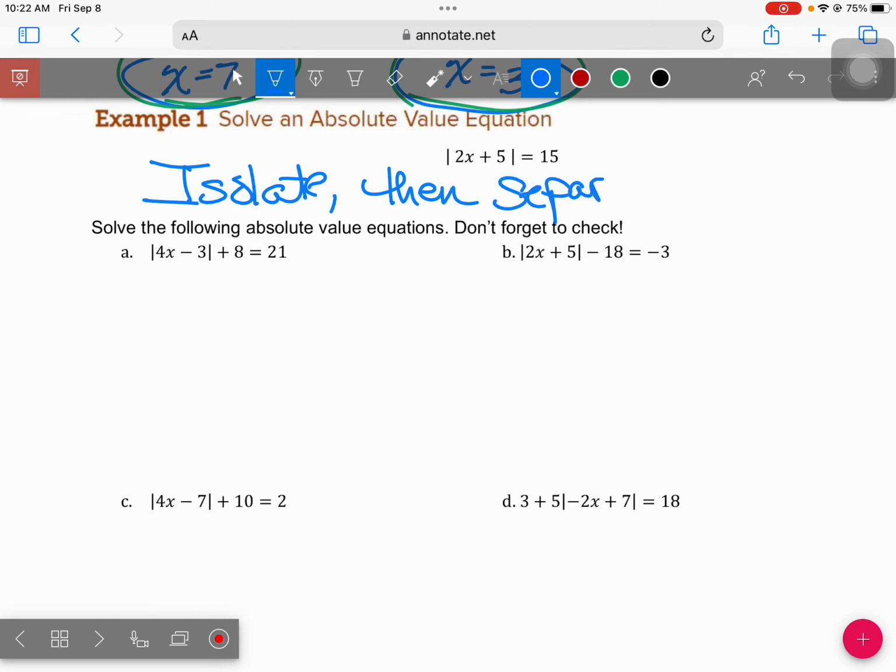Isolate, then separate. So tell me, is A, do I have my absolute value isolated by itself? Is it by itself on one side of the equation? Guys, come on. No, it's not. Right now it's being added to. So I need to isolate it by subtracting 8. Subtracting 8, 8's cancel out. I get the absolute value of 4x minus 3 is equal to 13.